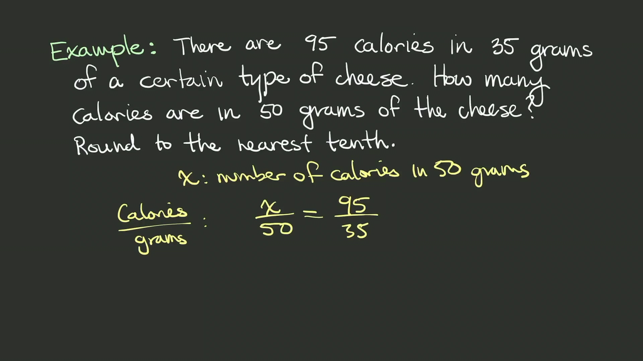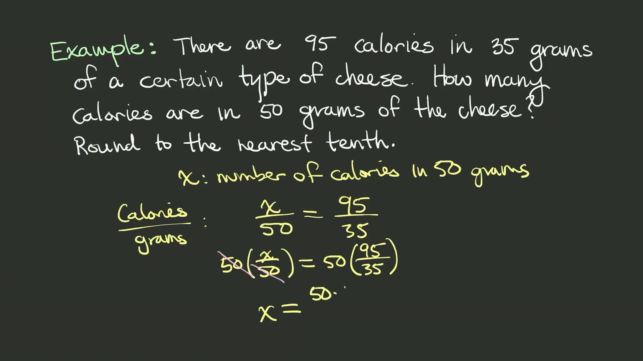Since x is only showing up in the numerator, what we'll do is multiply both sides by 50, obtaining 50 times x over 50 equals 50 times 95 over 35. On the left-hand side, the 50s will cancel, leaving us only with x. And on the right-hand side, we'll have 50 times 95 over 35.